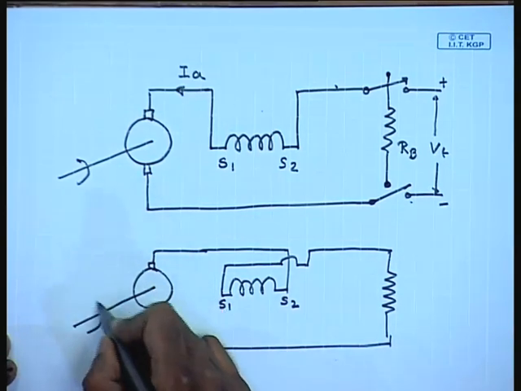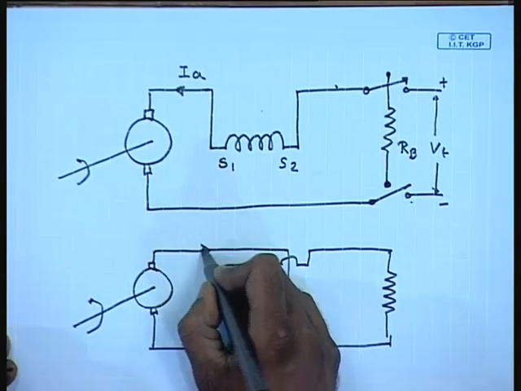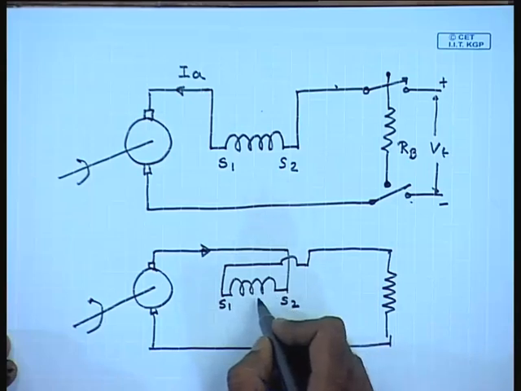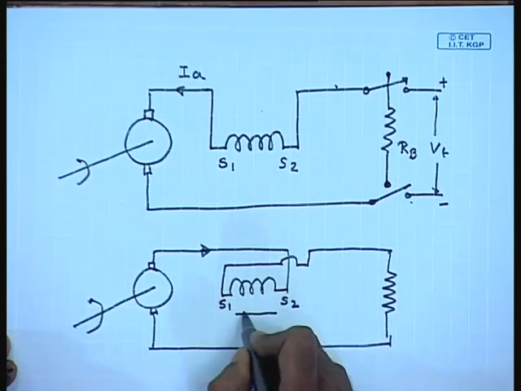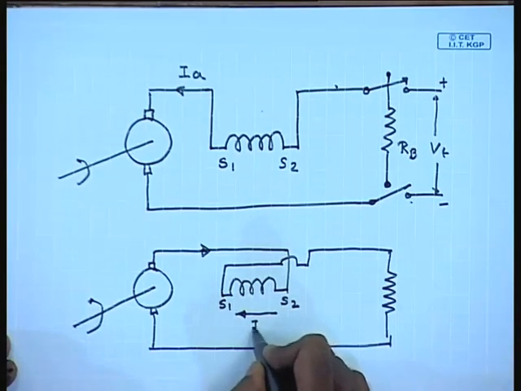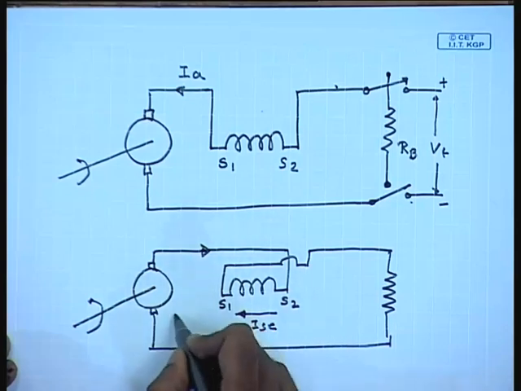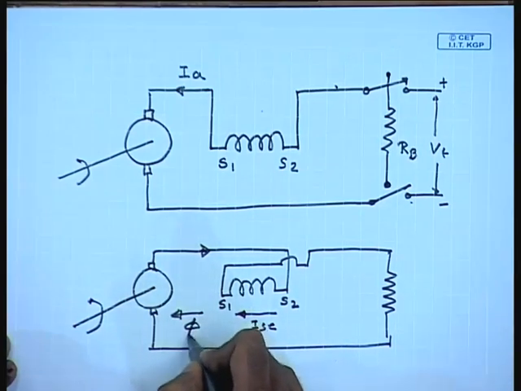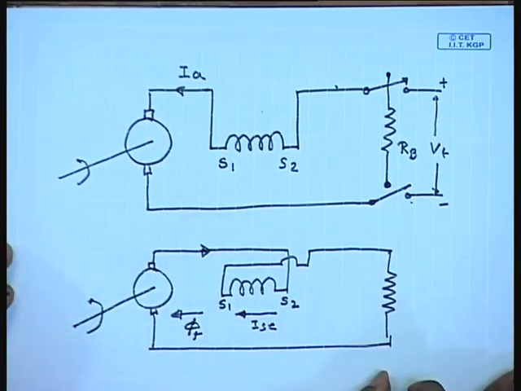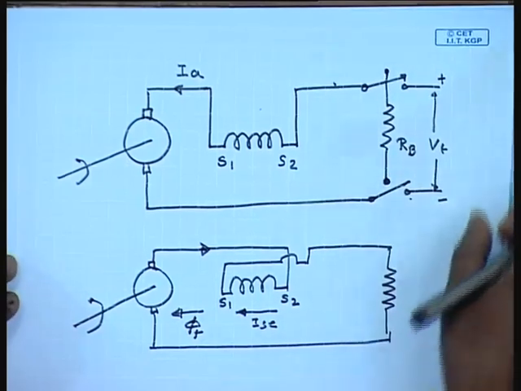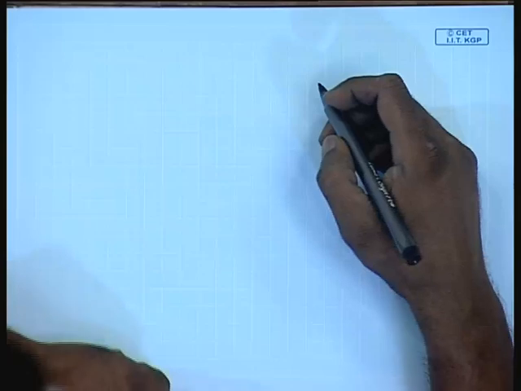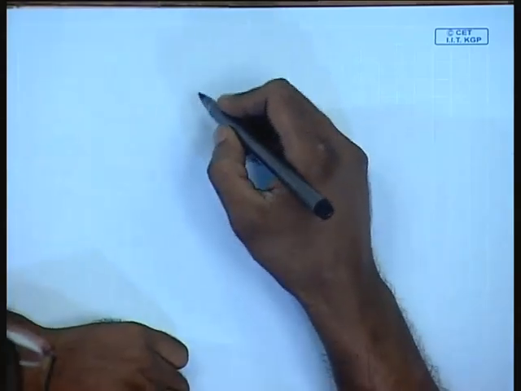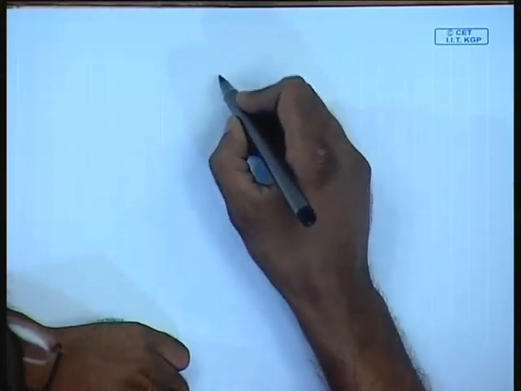The direction of rotation remains the same, then with a reverse direction of current, now the current will still flow from S2 to S1 and the flux will still be in the same direction. So, the polarity of the induced EMF will not change. Graphically, we can show it like this.